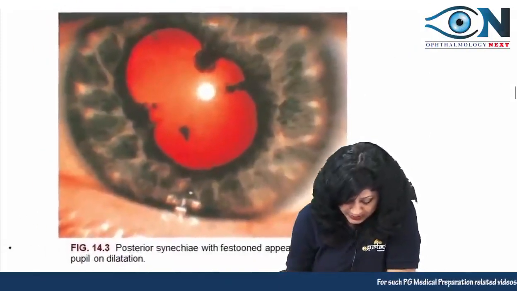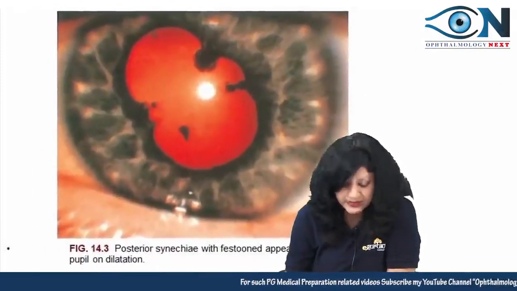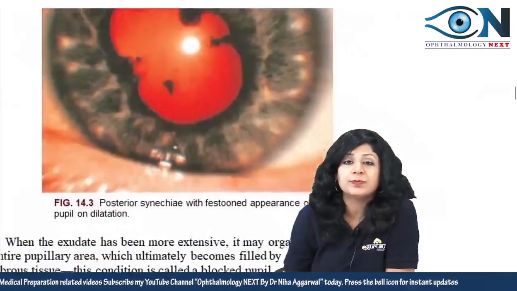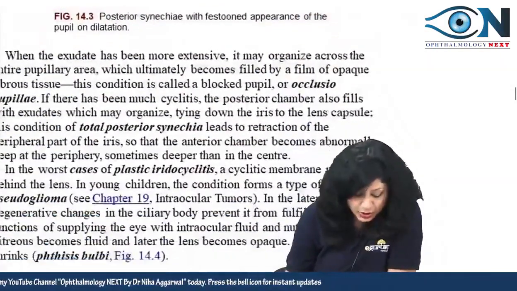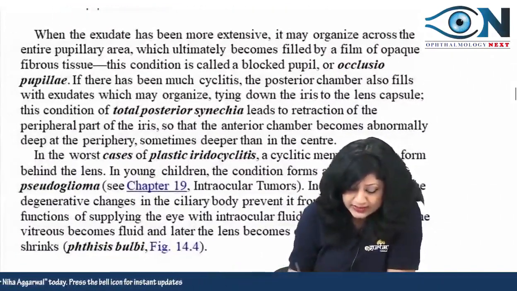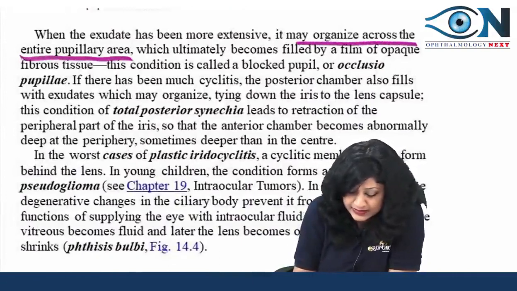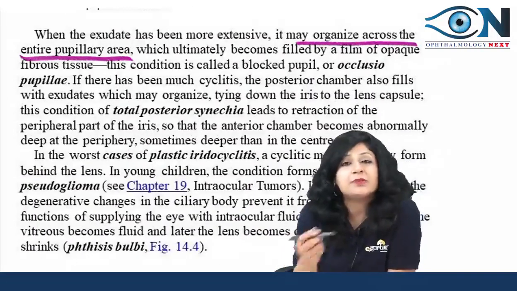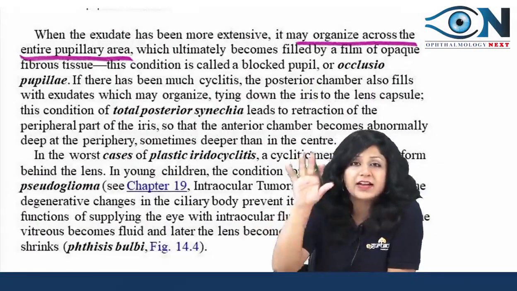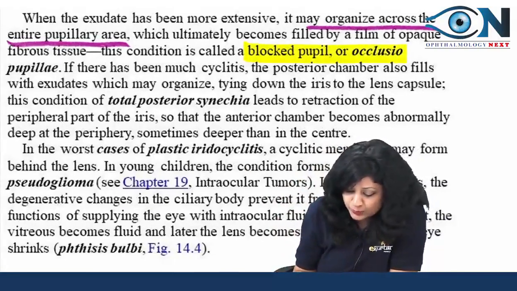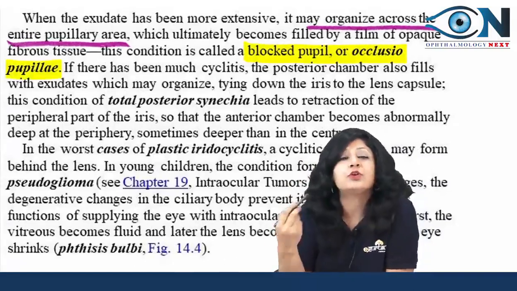This is your posterior synechiae with festooned appearance. This is the irregular appearance of the pupil, the festooned appearance of the pupil that you can see on dilatation. So when the exudates are more extensive, then what is happening? Then it may organize across the entire pupillary area. Entire pupillary area means the whole of the iris gets adhesion on the anterior surface of the lens. Then that will lead to your blocked pupil or the occlusio pupillae. That will be your total synechiae.